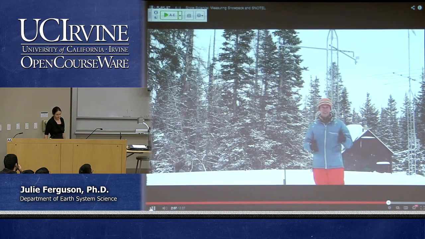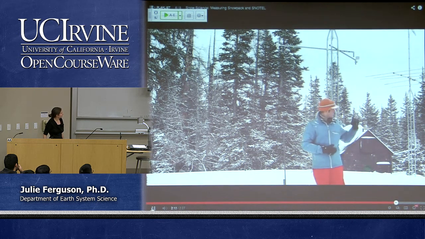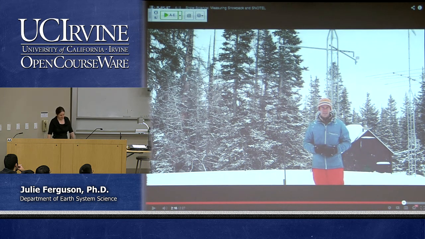So the next time you're hanging out in the backcountry and you come across a hodgepodge of radio towers and this wind chime looking thing, there's a good chance that it's a SNOTEL site. So there you go, SNOTEL sites.